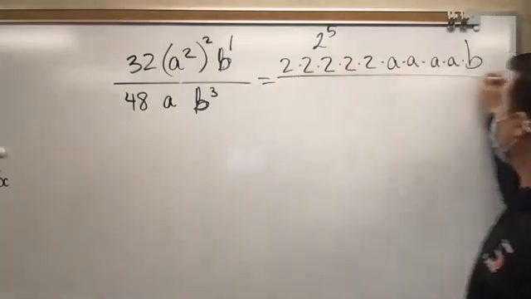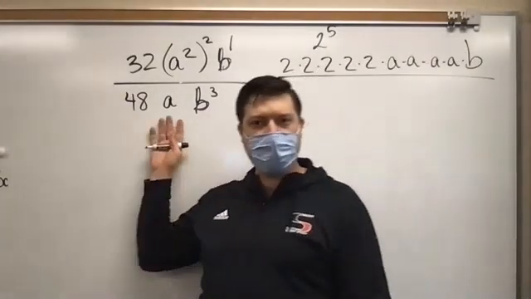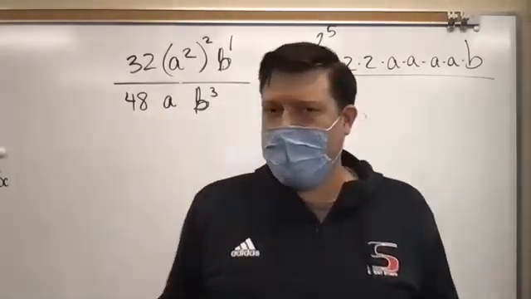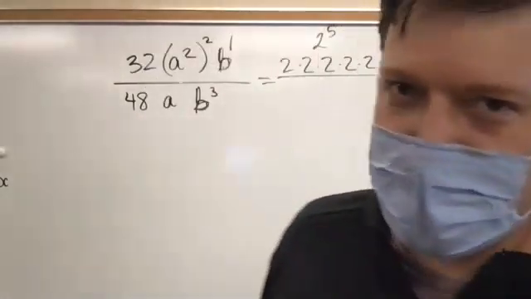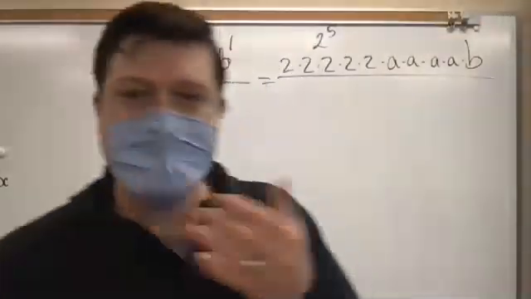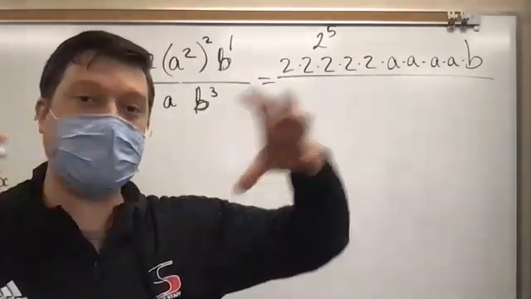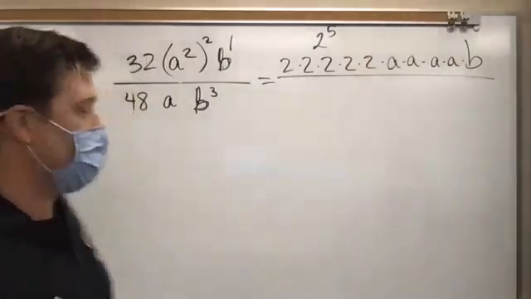This is all over the fraction bar. And on the bottom, I want to do the same thing. I want to prime factor 48. Maybe you know that 16 is the greatest common factor of both 32 and 48. Maybe you didn't know that. So how can we shortcut the process? Actually, the shortcut is to expand, and you'll see how I cancel things out.